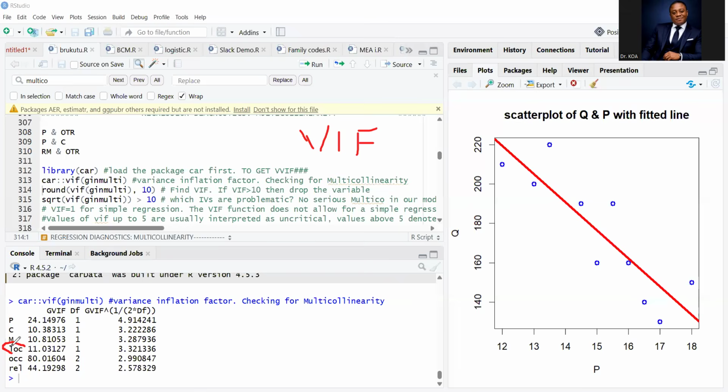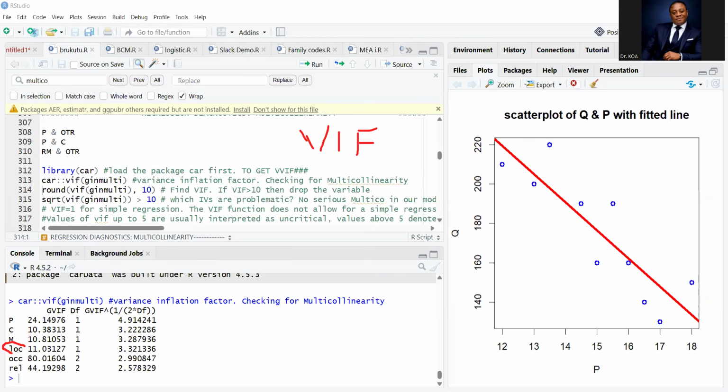If the variance inflation factor is more than 5, it's severe. Okay, if it is more than 5, it's not good. It means that that variable is a problem. It's suffering from severe multicollinearity. If it is more than 10, that variable is suffering from dangerous multicollinearity.